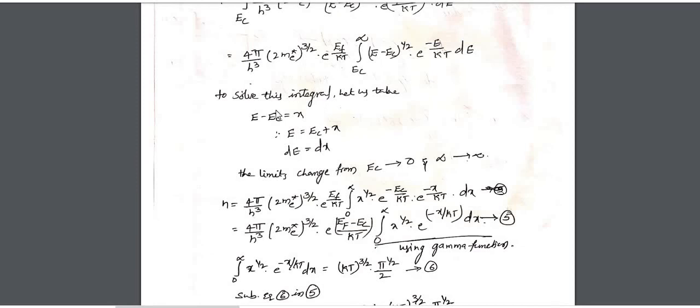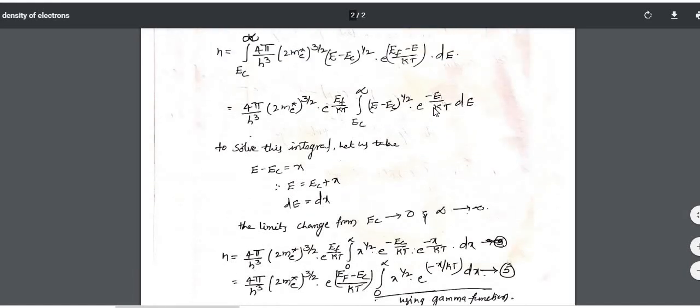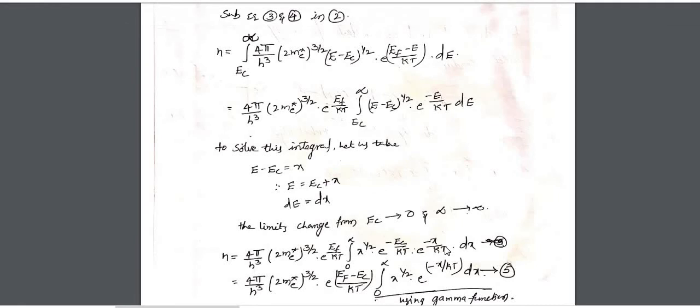Then substitute these values in the above equation. Then n equals 4π/h³ (2m*)^(3/2) e^(EF/kT) times the integral from 0 to infinity of x^(1/2). In the place of E, we write Ec plus x. Here, minus E, so we have e^(−Ec/kT) times e^(−x/kT) dx. Take e^(−Ec/kT) out of the integral. Then we have the integral from 0 to infinity of x^(1/2) e^(−x/kT) dx.